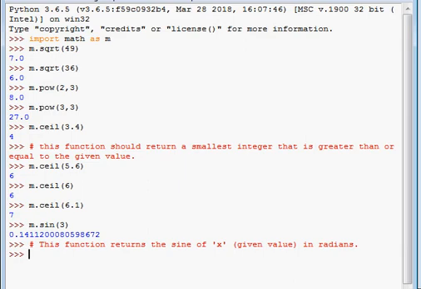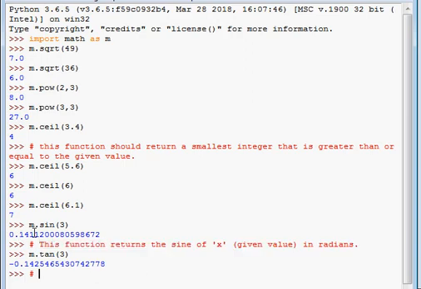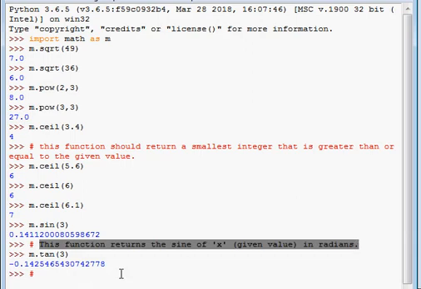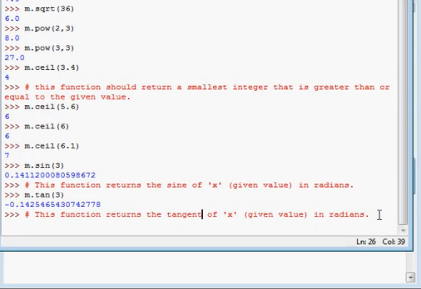So in the same way, our next function is the tangent, tan function. For using that, m dot tan, and if I say here 3, then it is giving its tangent in radians. So this is also returning the value in radians, but the value is of tangent, not sine. The difference here is that this returns the tangent of the given value in radians.